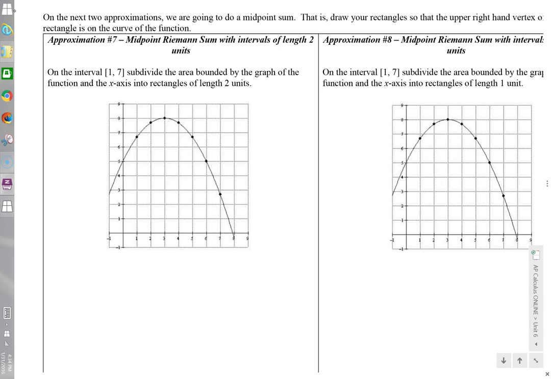Midpoint Riemann sums. I'm going to help you get started, but you're going to do most of these approximations of midpoint by yourself. The first one, length of 2 units, we're going from 1 to 7. So we have 3 and 5. Now when we went from the right hand, we started here, and when we went from the left hand, we started here. But this time we want the midpoint. So we want to know, halfway between 5 and 7, where's the function height at? So we're going to go with the height at 6. We're going to go with the height at 4. And we're going to go with the height at 2.